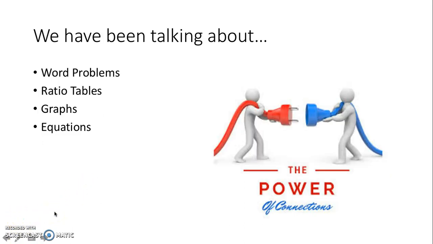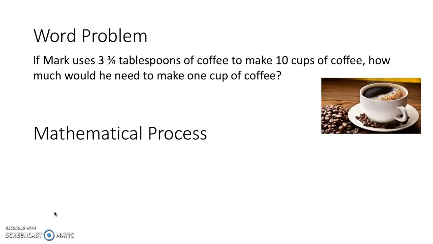So lately, just like our objective said, we've been talking about word problems, ratio tables, graphs, and equations. So we're going to see how they all have a relationship together and they all connect. All right, so we're going to use this one word problem to connect all of the aspects together.